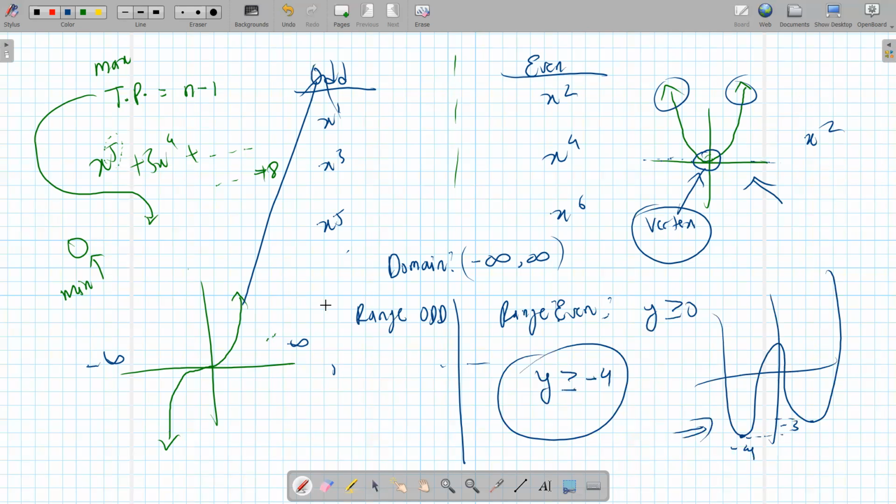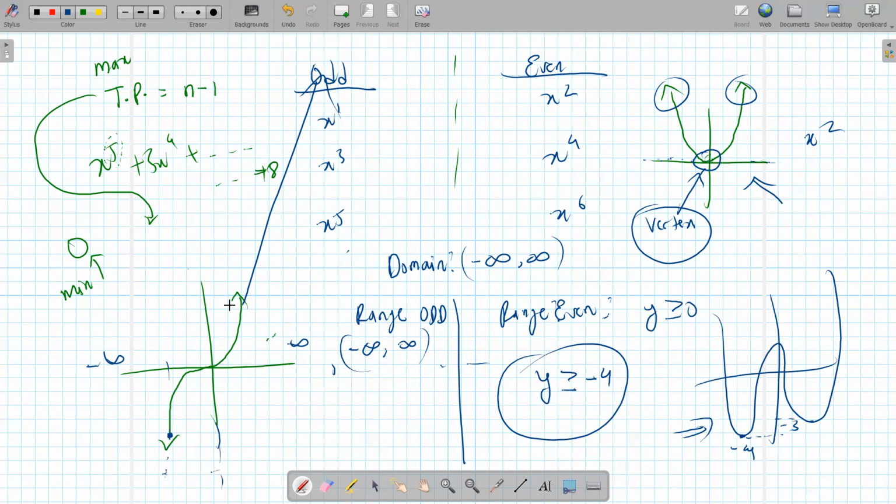Contrast that with the range for odd functions. It's the exact same thing as its domain. Range can be anything. It's going to be from negative infinity to positive infinity. Like, look at this point. This could be negative 10 million on the x, negative 10 million on the y, and it's still going down. So it could go to negative 20 million on the y.